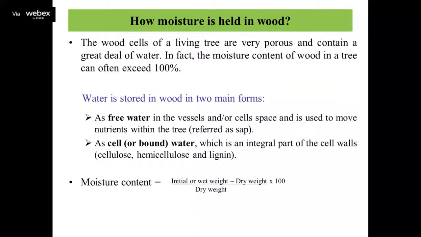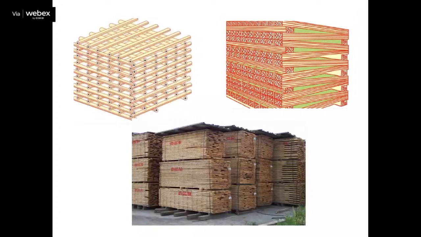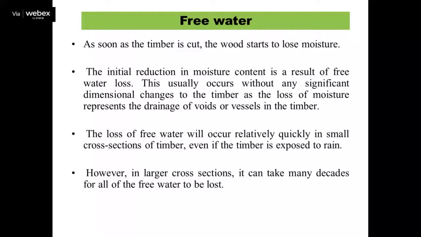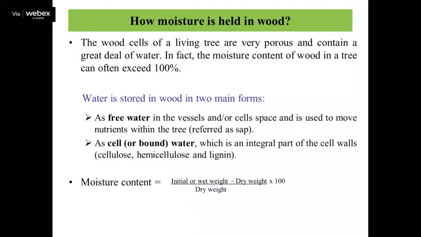So let us see, when we are discussing how the moisture actually is held within the wood, there are two different kinds of water inside the wood. One is the free water and another one is the bound water.